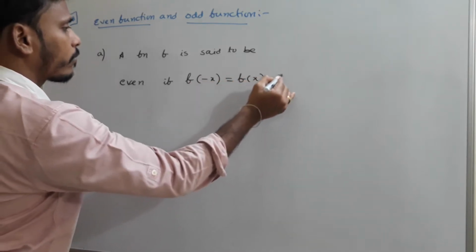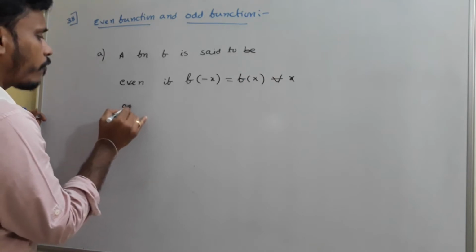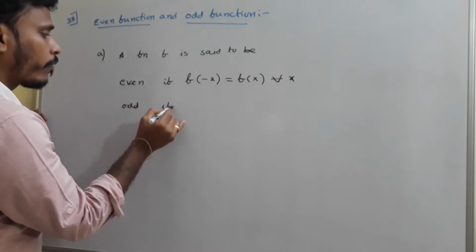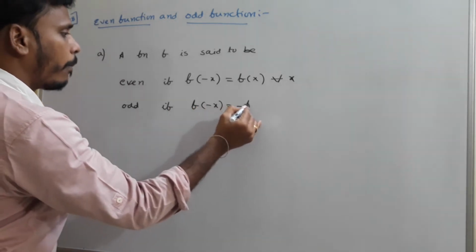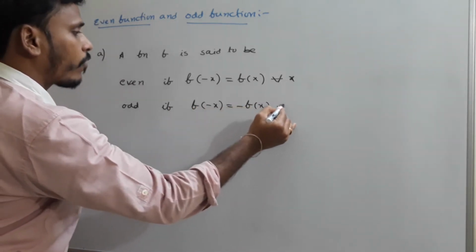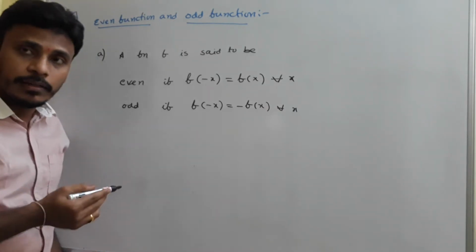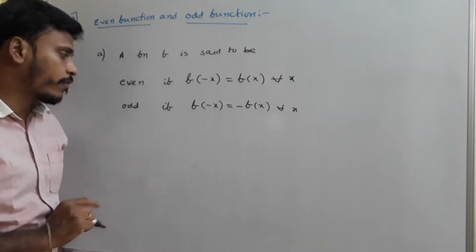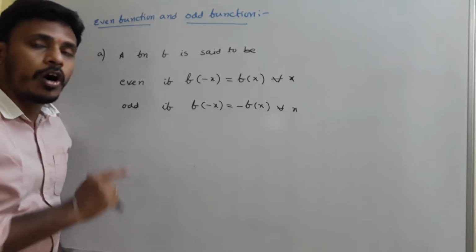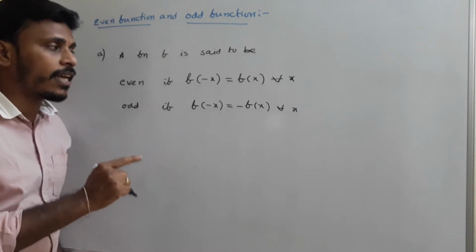and it is called an odd function if f of minus x is equal to minus f of x for all x. Just look there. A function is said to be even if f of minus x is f of x for all x, whereas it is called odd if f of minus x is equal to minus f of x.